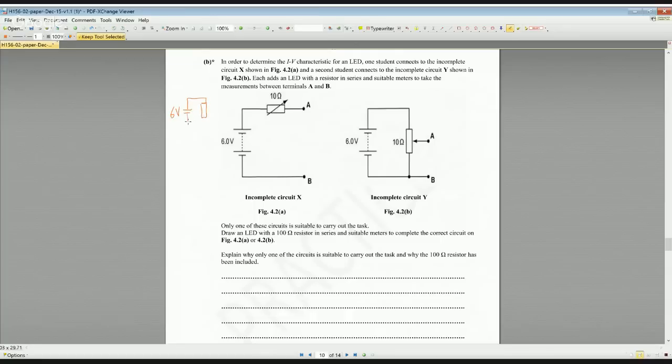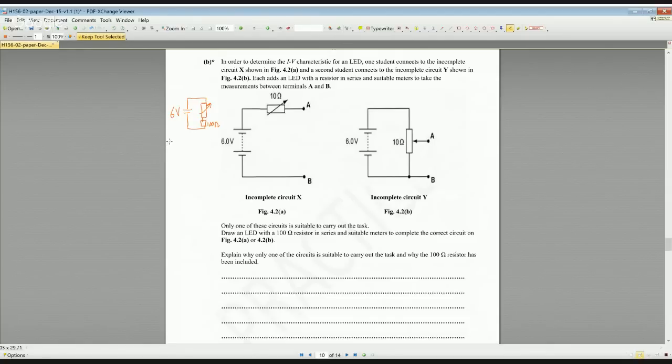So circuit X, if you connected your resistor in, sorry, I've not drawn that very well. If you connected your resistor in, you would have a 100 ohm resistor there, and you'd have your variable resistor there. So what you have is a potential divider. Now, you've got 2 extreme situations here. Let's say you turn your variable resistor right off so that it has a resistance of 0.